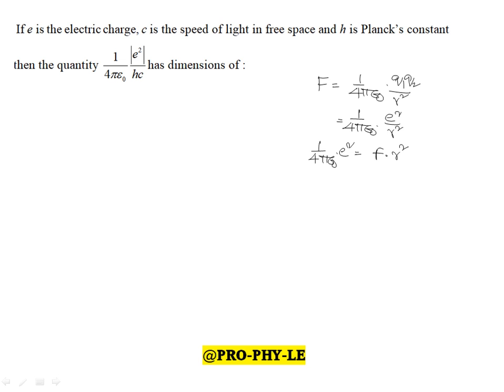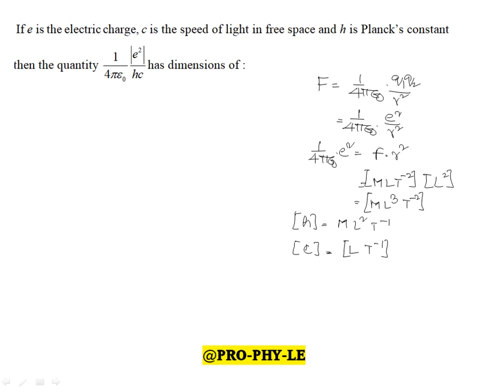F into r square, and F will have dimensions of M L T power of minus 2 into r square, that is L square. So that this will be M L cube T power of minus 2. That is the dimensional formula for e square by 4 pi epsilon naught, M L T power of minus 2 into L square. Similarly, Planck's constant is M L square T power of minus 1, and similarly for velocity of light, that will be L T power of minus 1.